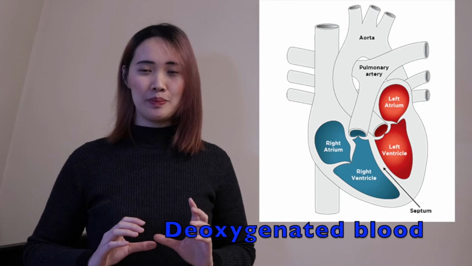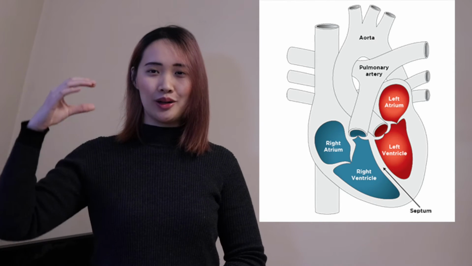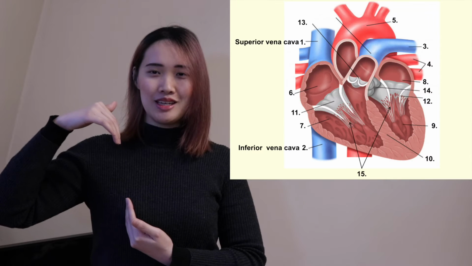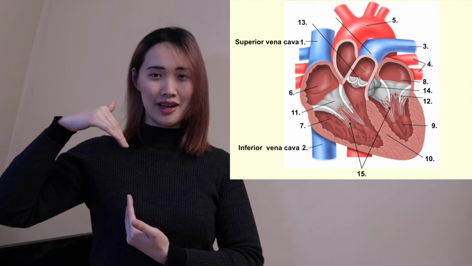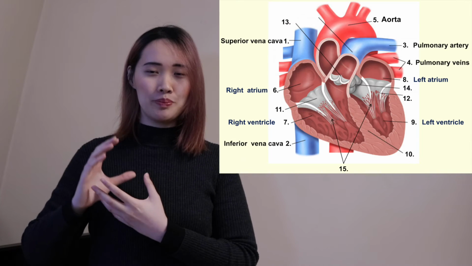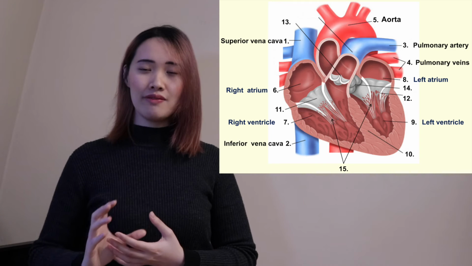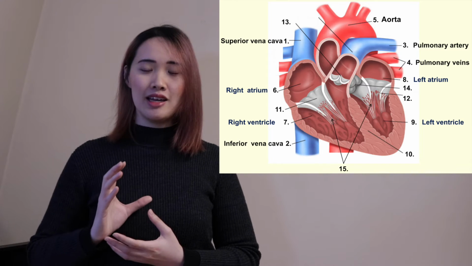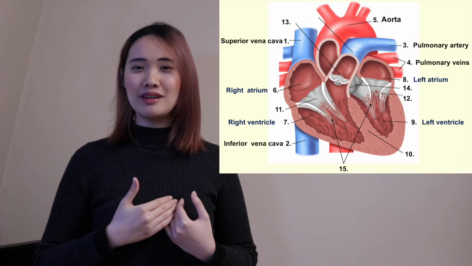Our deoxygenated blood will come into our right atrium through our 2 main veins. They are superior vena cava and inferior vena cava. So they will come into our right atrium, and our right atrium will pump this blood into our right ventricle. Our right ventricle will then pump this deoxygenated blood to our lung through our pulmonary artery.